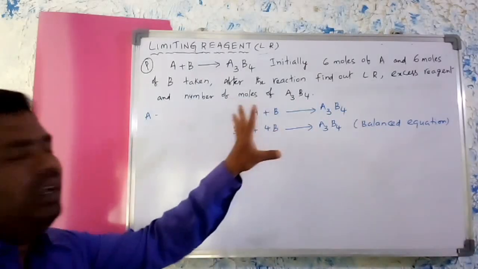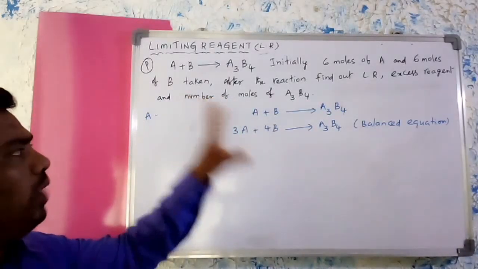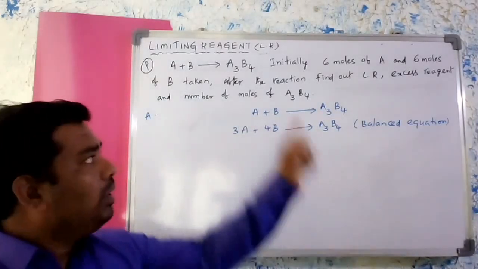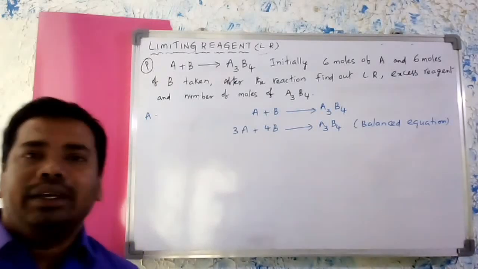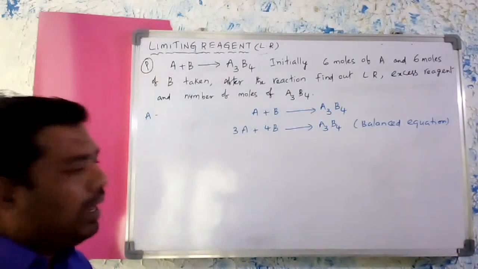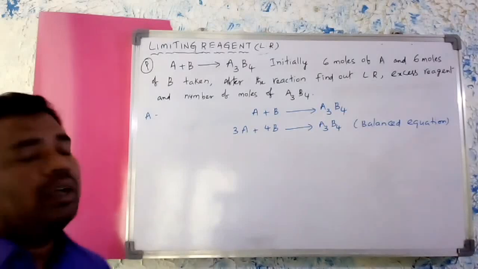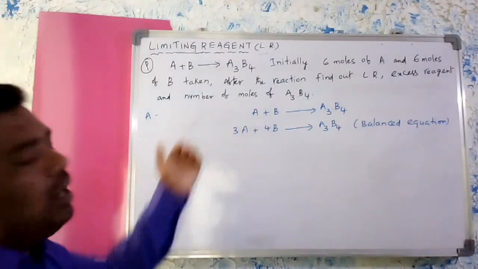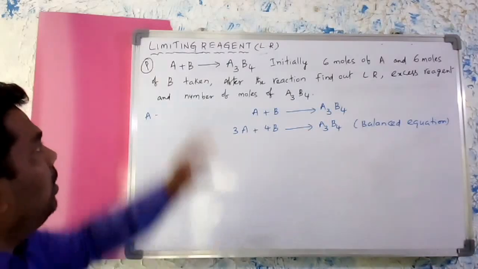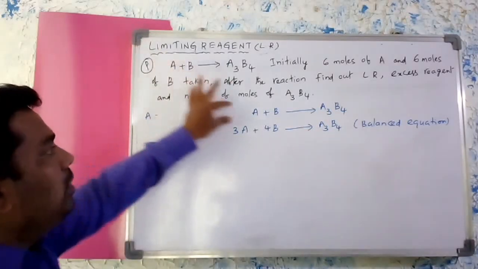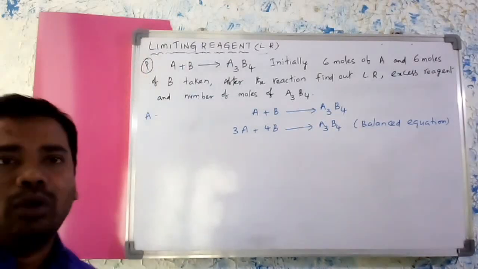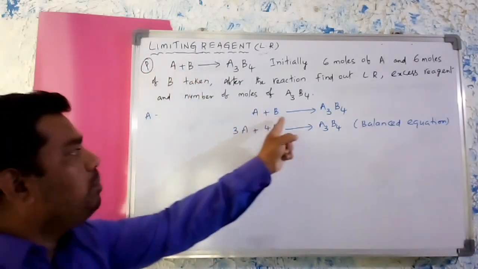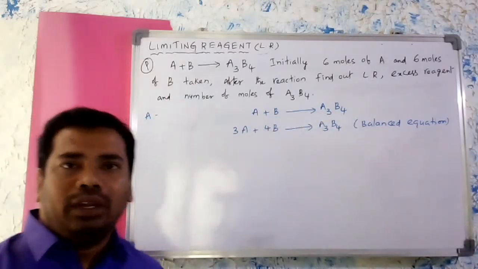Okay, so what is the question? Here we have to find out what the limiting reagent is, A or B. We don't know. And which reactant acts as the excess reactant or reagent, and find the number of moles of product A3B4. So before solving the problem, first of all we will write the equation he has mentioned in the problem: A plus B gives rise to A3B4.